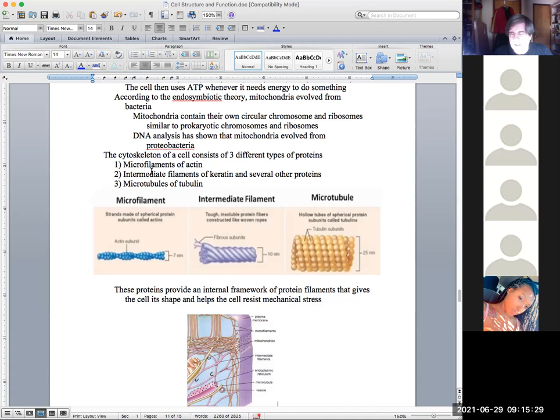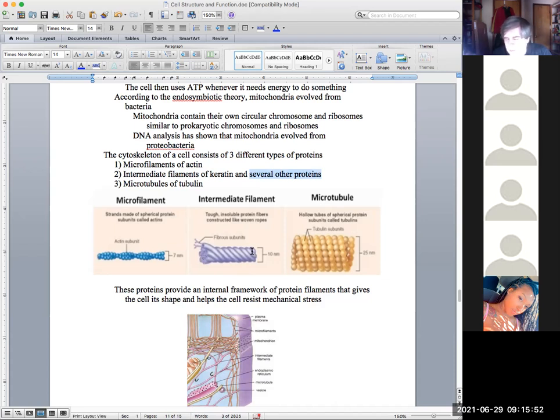So we're going to mention that the intermediate filaments are made of keratin because that's probably most common, but keep in mind, there could be other proteins involved. In this case, keratin is a long, stringy molecule. So what we have is several molecules of keratin, and they're twisted around each other.